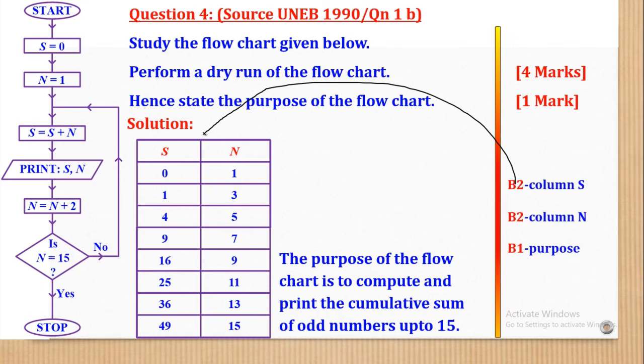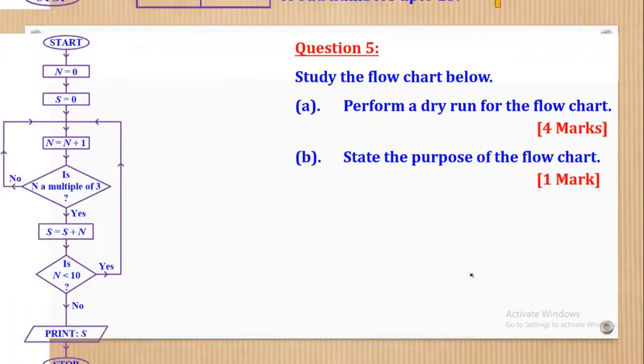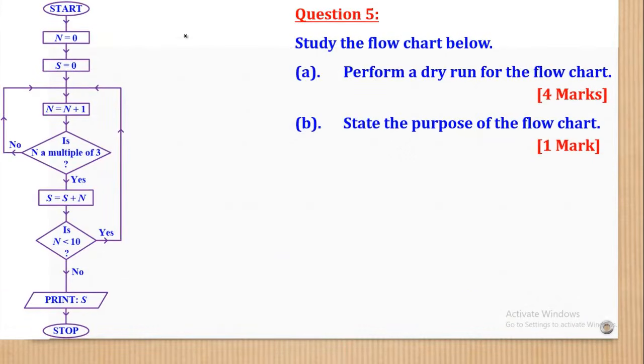So B2 for the column of S, B2 for the column of N, B1 for the purpose. So that was question 4.